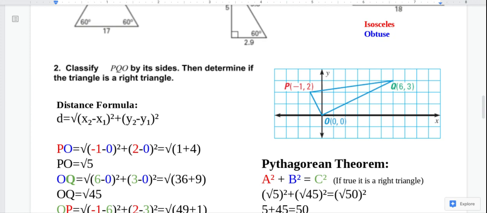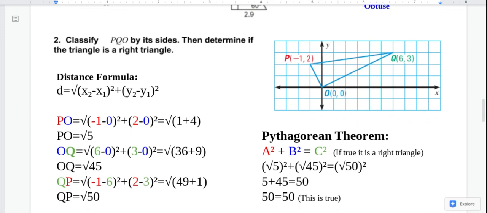Then we need to look at OQ, plug in our points. That's our green point and our blue point. So plugging in 6 and 0 for the x's, 3 and 0 for the y's. And that'll equal the square root of 36 plus 9. 36 plus 9 is 45. So OQ equals the square root of 45. So we know 2 of the sides, square root of 5 for PO, and the square root of 45 for OQ.